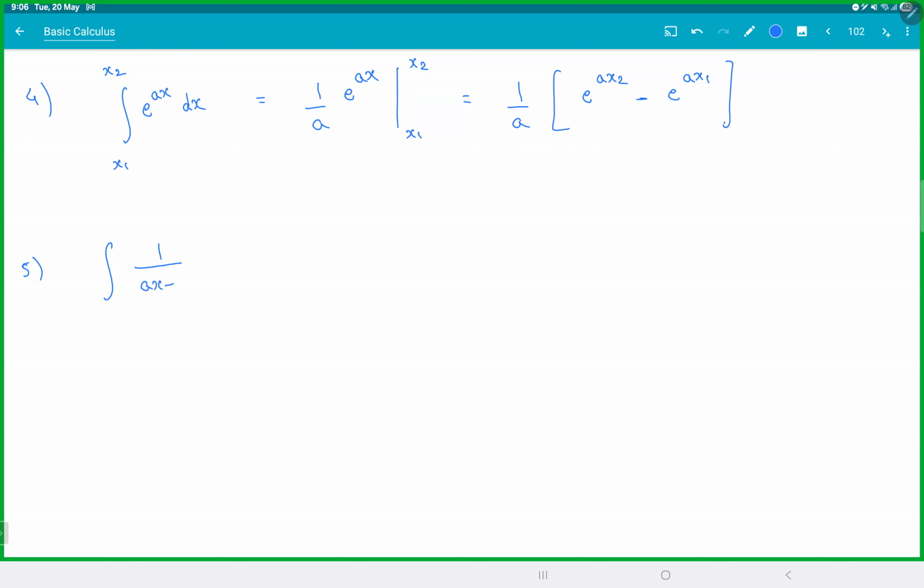Integral 1 by ax plus b dx. This is one important integration, right? You will see this is a little less in 11th, but in 12th, literally everywhere it keeps popping up. This is the fifth one. This is 1 by a ln ax plus b. Whenever it comes, I'll show you. Limits x1 to x2. Put the limits: ln ax2 plus b minus ln ax1 plus b, and subtract them.